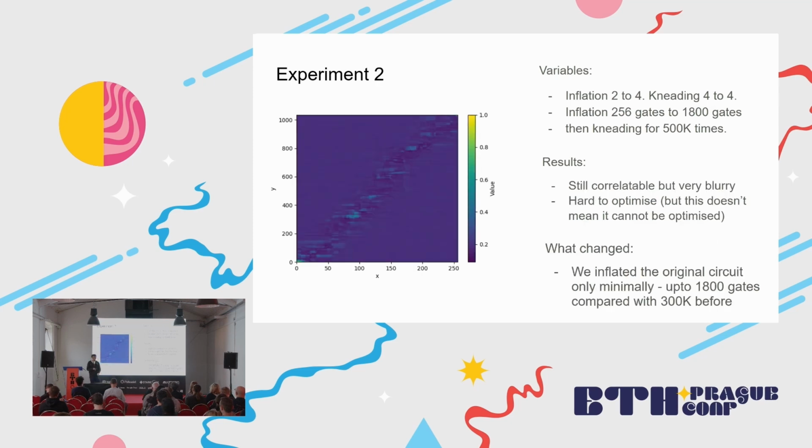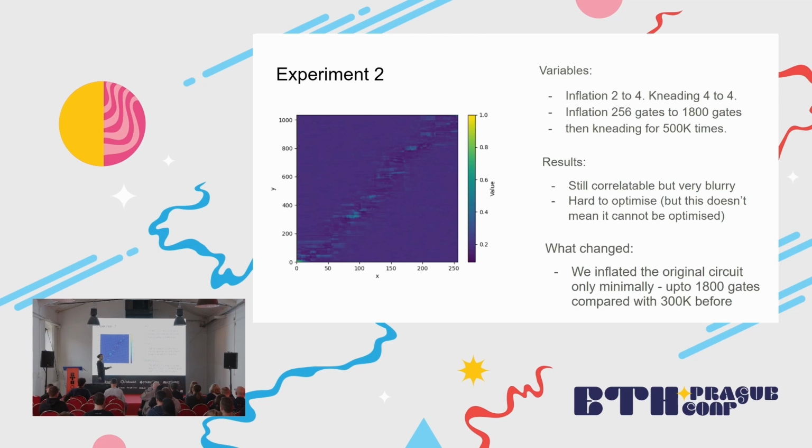But then recently, we did something else. We took a 256-gate circuit and inflated it very minimally, only to a 1800-gate circuit. Then we ran kneading 500K times, and we observed something special. It's still correlatable, but it's very blurry. Our circuit optimizer found it really hard to optimize it back. It was not able to optimize it back. We are still stuck at 700 gates, probably from last night, and it is not able to go below that.